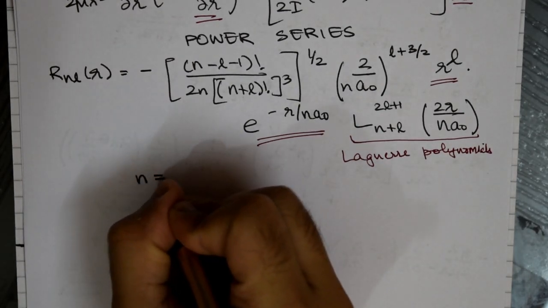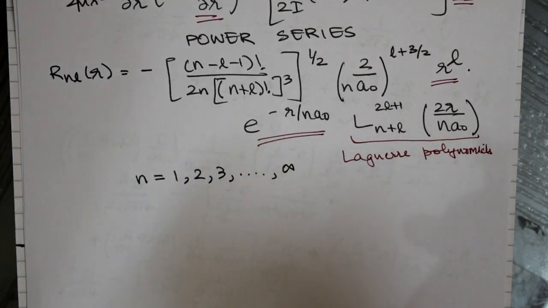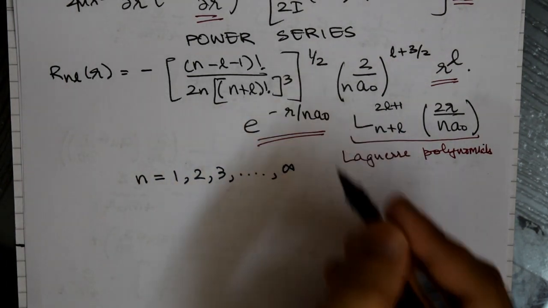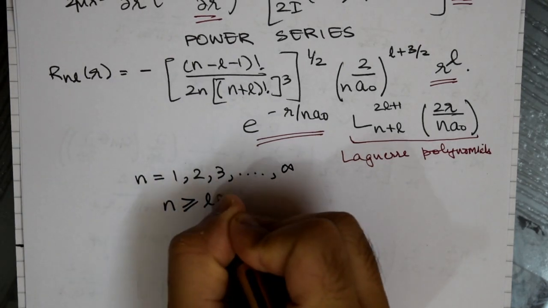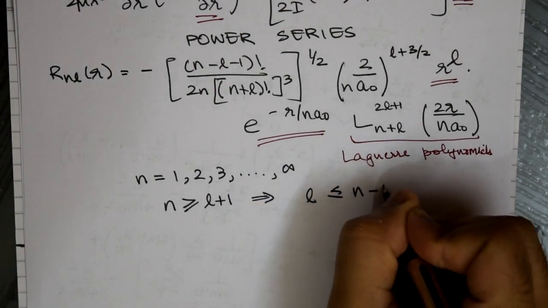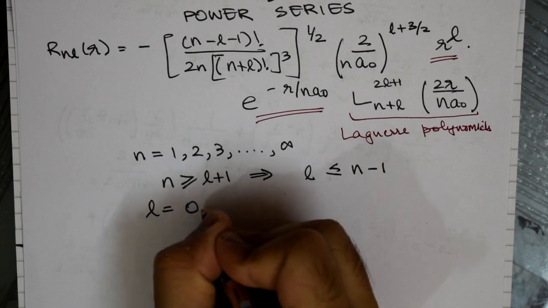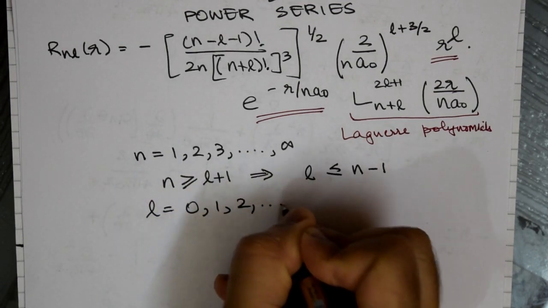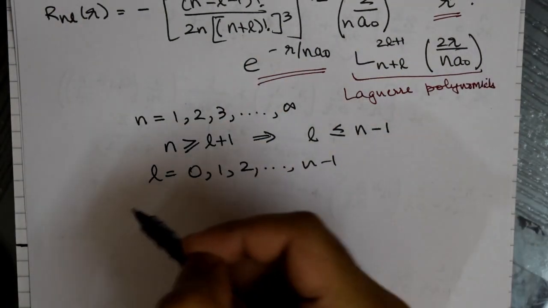The quantum number n can go from 1, 2, 3 and so on until infinity. And interestingly, when you solve this, it comes up with a constraint that n is greater than L plus 1, which indicates L has to be less than or equal to n minus 1. So therefore, L takes the values 0, 1, 2 until n minus 1. Okay, so this is the wave function for the radial part.